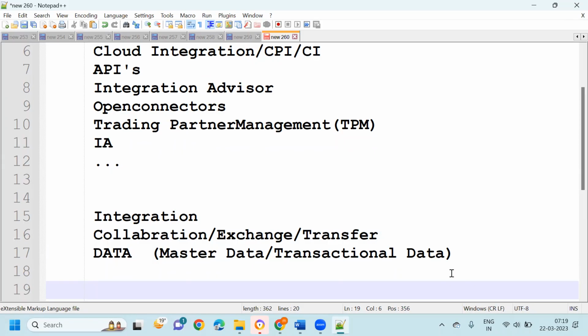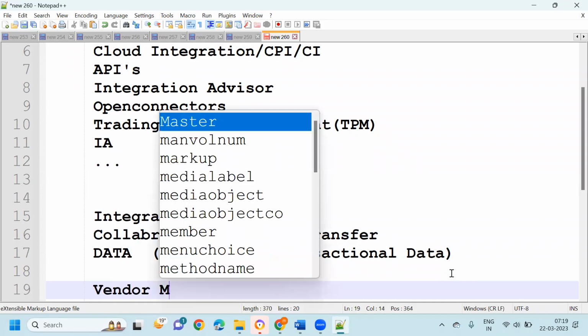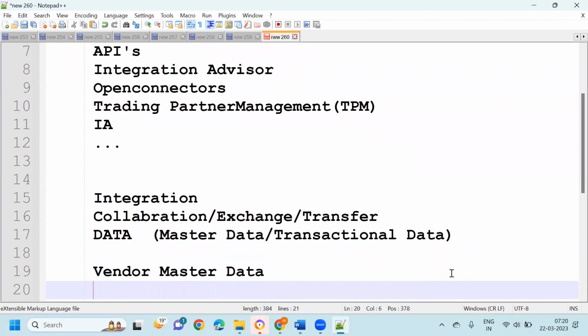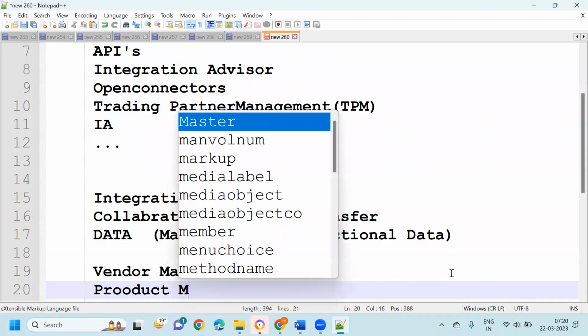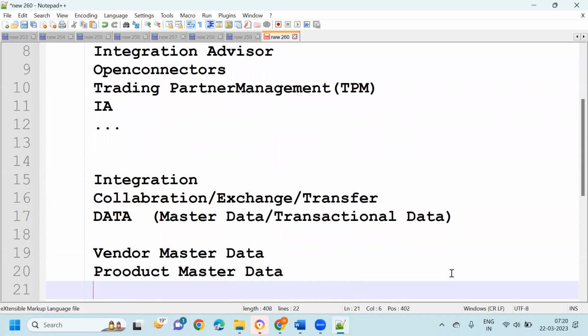If you go to some examples, let's take vendor master data. This is one transaction, and it contains some vendor details. Next is product master data, which contains product details. Then again, we have customer master data. Like that we can see the corresponding transactions here.